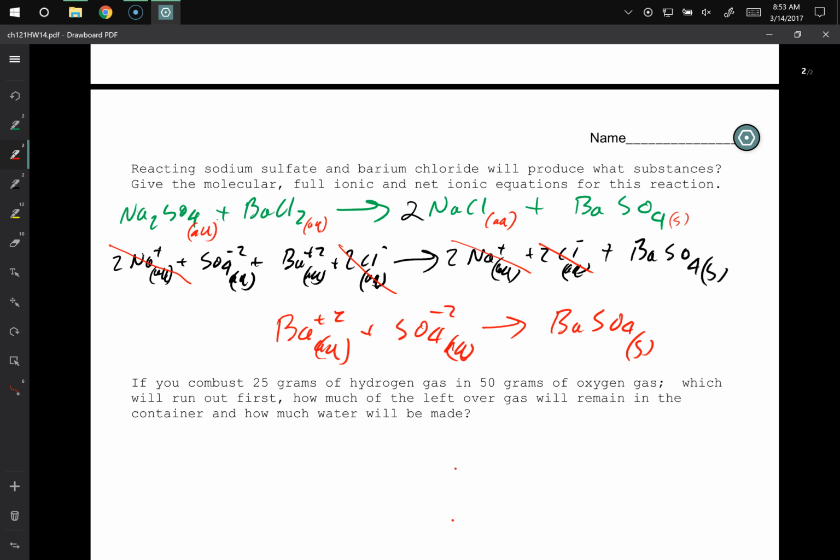Correct. One of them has to be a cation, one has to be an anion, for sure.